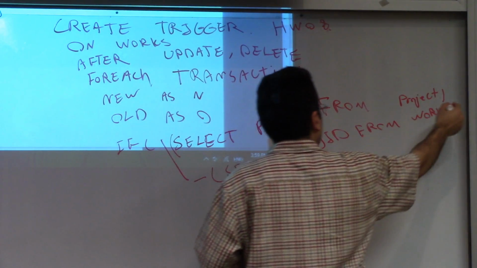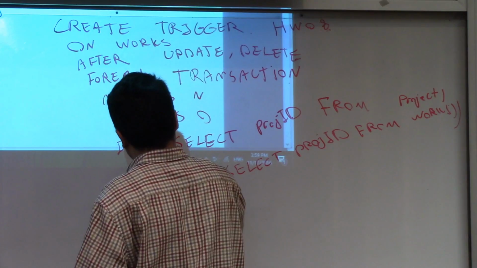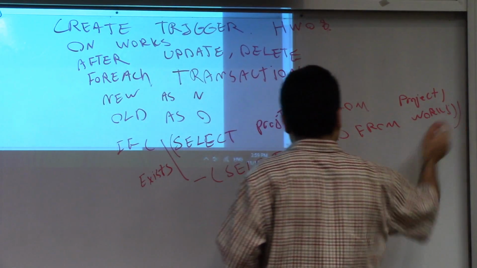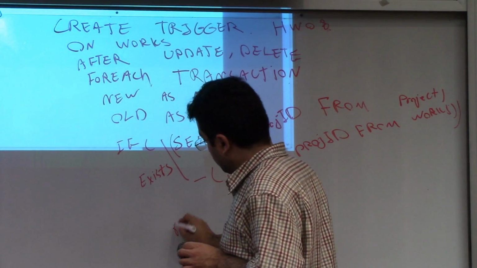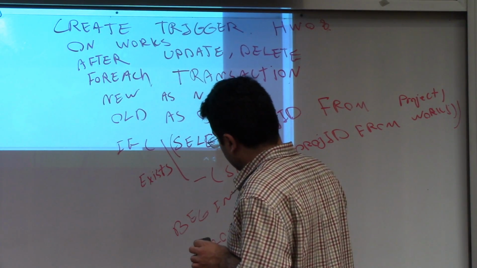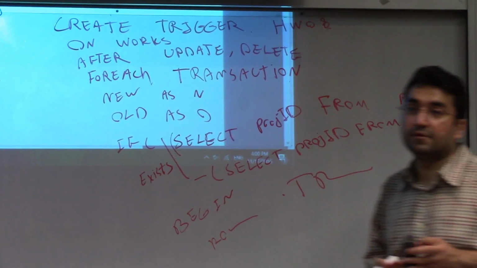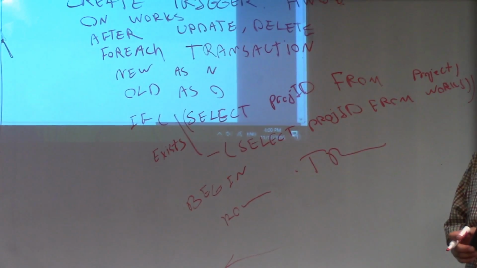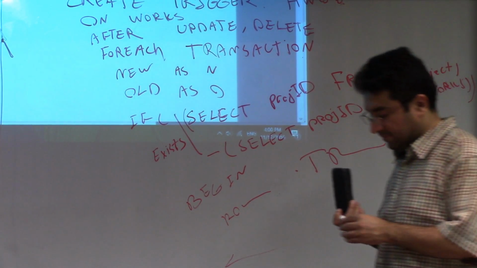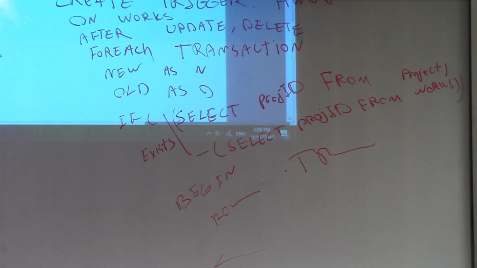If something exists, then begin, rollback transaction, right? Instead of minus, can we write a query where we are checking project ID is equal to project ID? Yeah, you can write it. That is smarter but difficult. For me, it was easier.